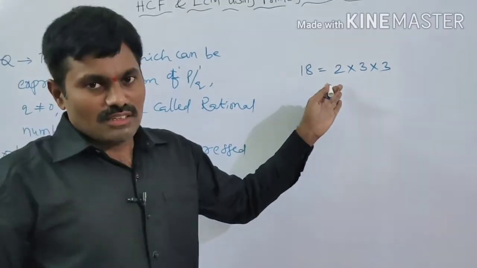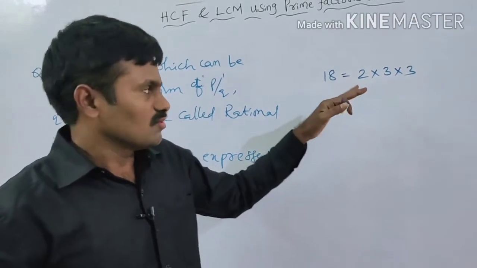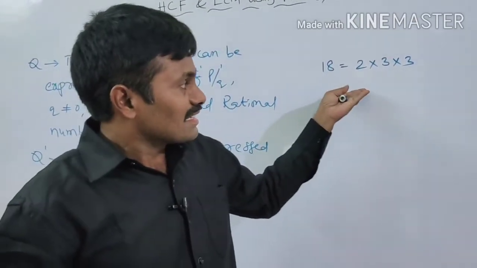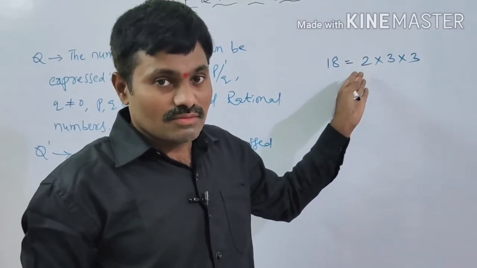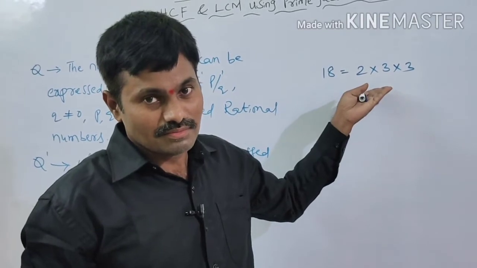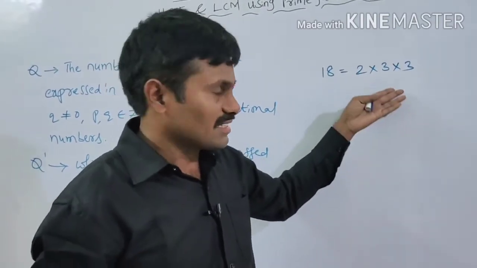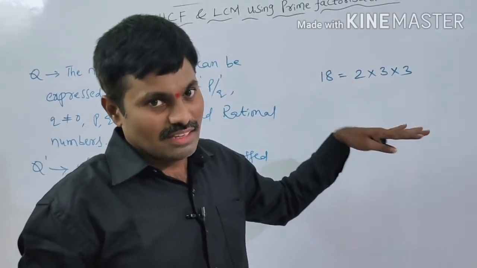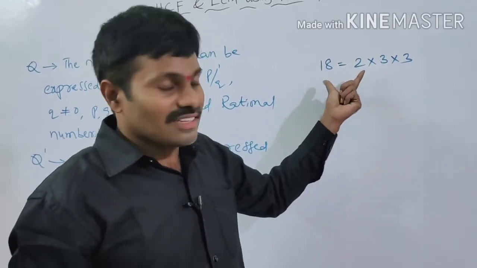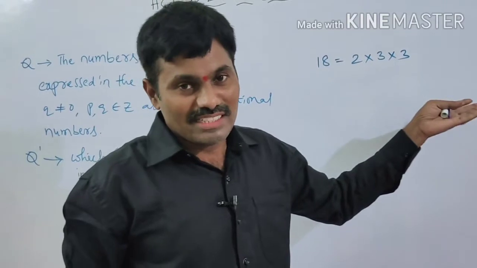Have you seen such type of problems in your previous classes? Yes, you have studied them already in the lower classes. What do you call this method? Is there any certain name for this method? These 2 and 3 are the factors. What type of factors? These are prime factors. Yes, this is called the prime factorization method.